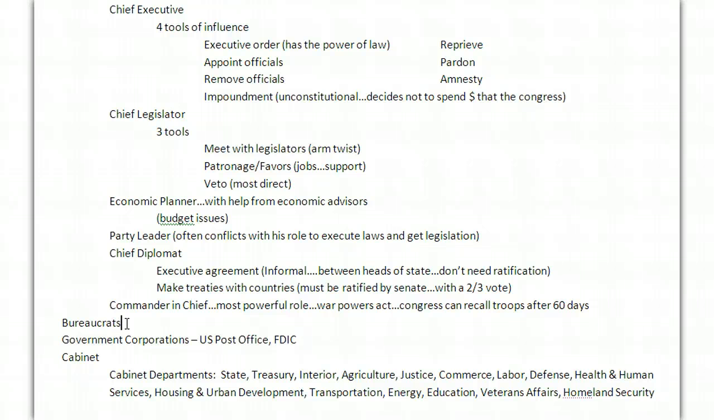Now we know that bureaucrats are people that work in government and agencies to help execute the laws, and this is where you've heard the term red tape. It's all the things that you have to do to qualify or to participate in government programs. Government corporations are run by the president, because he's the chief executive. It's like the post office and the Federal Deposit Insurance Corporation and other government agencies or organizations.